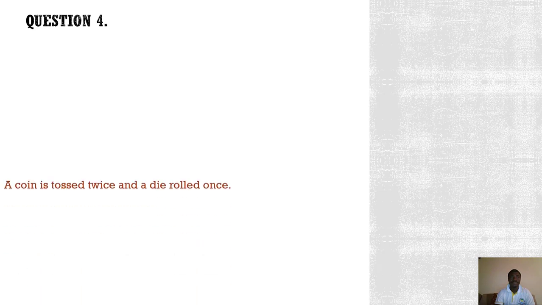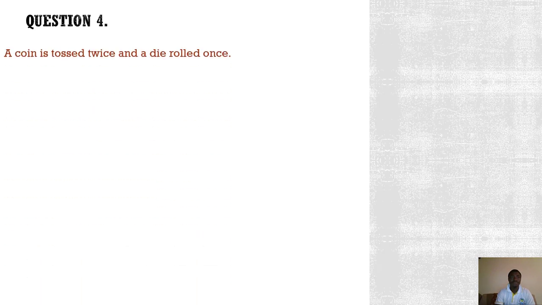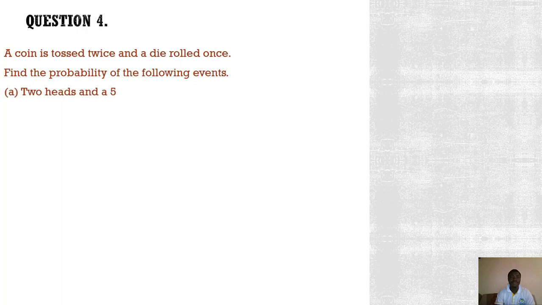Now let's look at our last question. Question number 4. A coin is tossed twice and a die rolled once. Find the probability of the following events. A. 2 heads and a 5. B. Exactly 1 head and an even number. Solution to the problem.